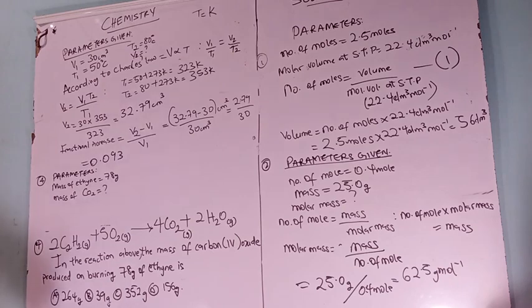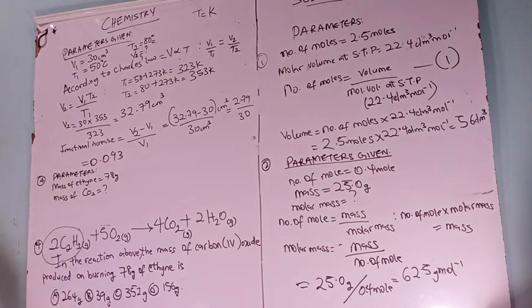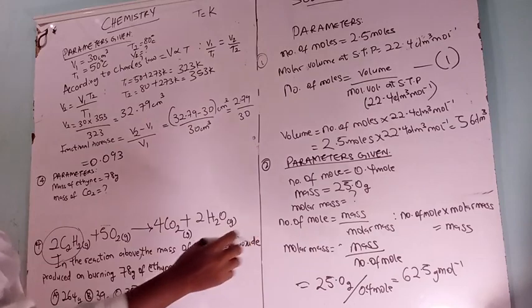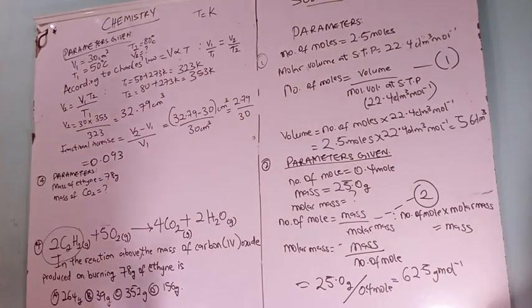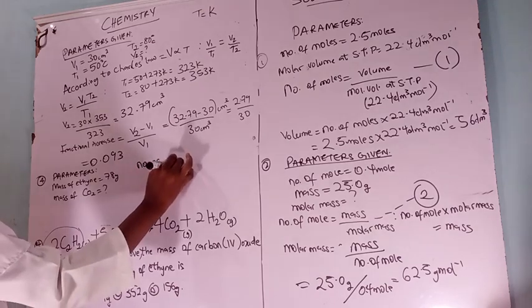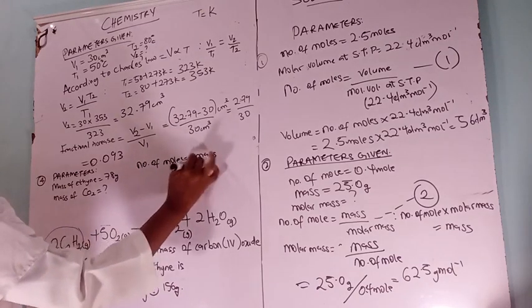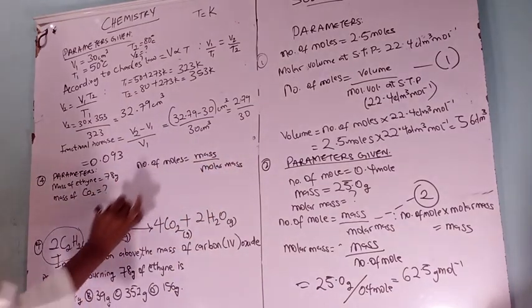To get that, this is mole concept. We have to calculate the number of moles of ethane that is used in the reaction, then relate it to the number of moles in the balanced chemical equation. Now, to calculate the number of moles, this is equation 2 for calculating number of moles. From equation 2 there, we have number of moles equals mass over molar mass. We've already gotten the mass, then we have to calculate the molar mass.